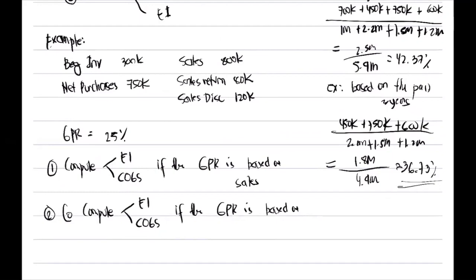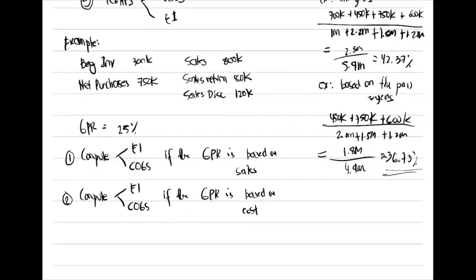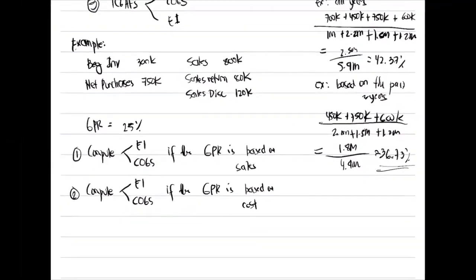Okay, so what if it is based on cost? How do we compute it? So let's answer first. Compute for the EI and your cost of goods sold if the GPR is based on sales. Since GPR is already given, we do not need to compute for your GPR. We directly get for your total cost of goods available for sale.